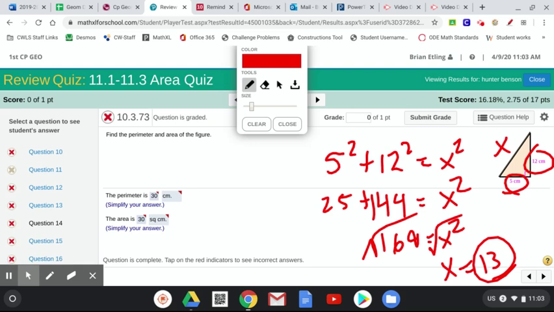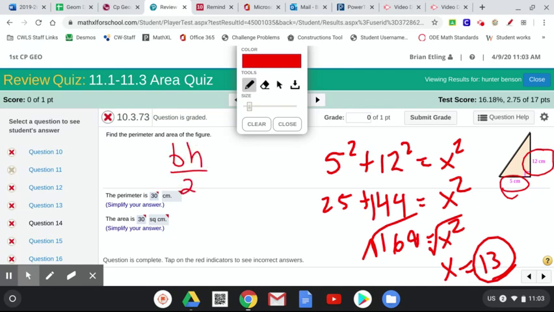To find the perimeter is just 13 plus 5 plus 12. To find the area of any right triangle, if I erase some of this over here, the area of any right triangle is just the two legs. So 5 and 12 are the legs because they're not the hypotenuse. So area is base times height divided by 2.